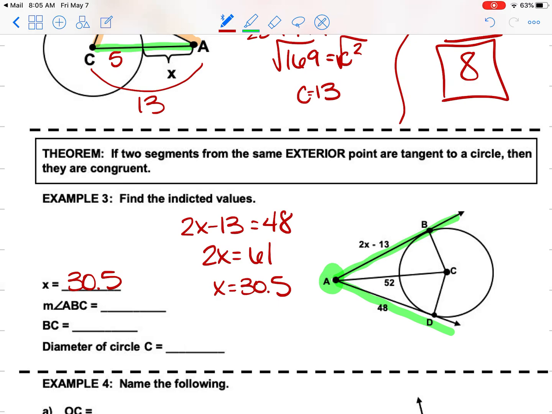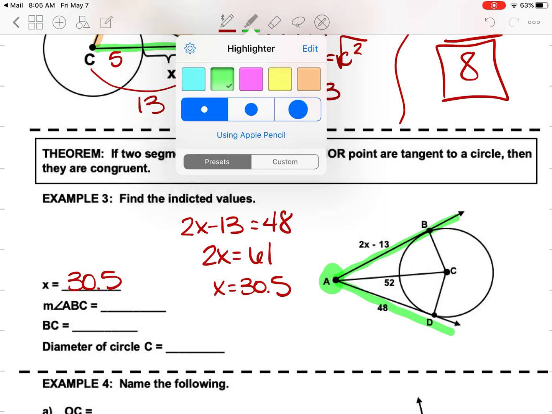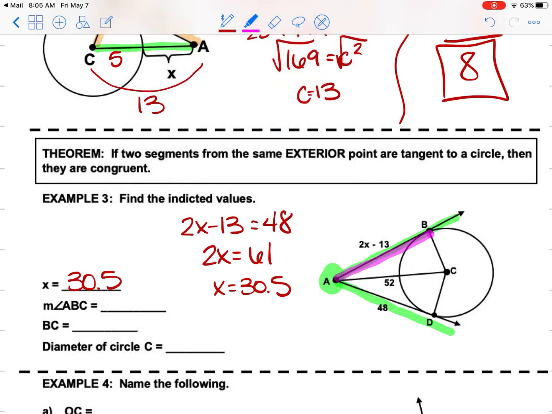And so now we can look at a couple other things. Measure of angle ABC. Well, let's highlight that in purple. We have a tangent line coming together at a radius. We just talked about that that would make a right angle. And BC is a radius. So we know that this right here is 48.